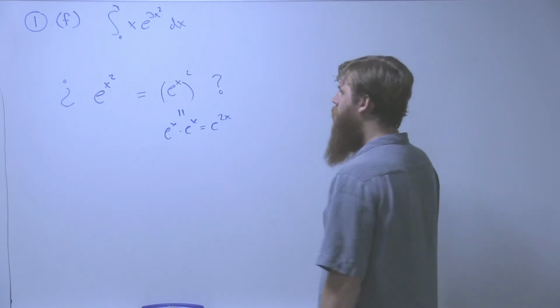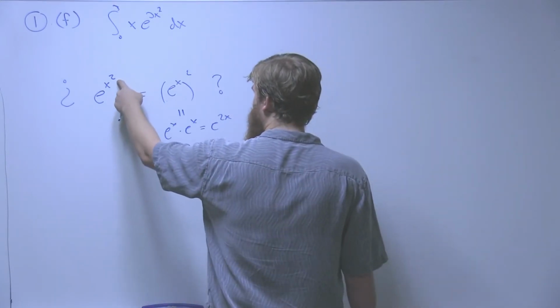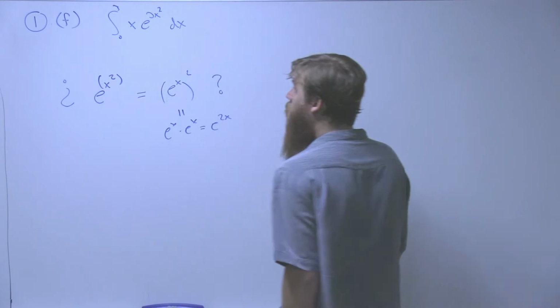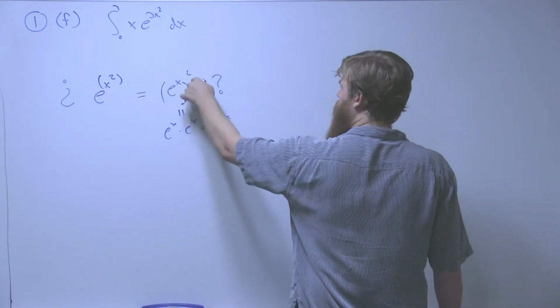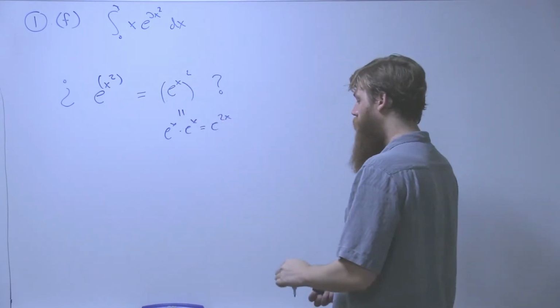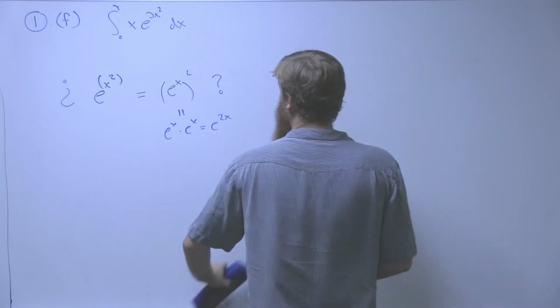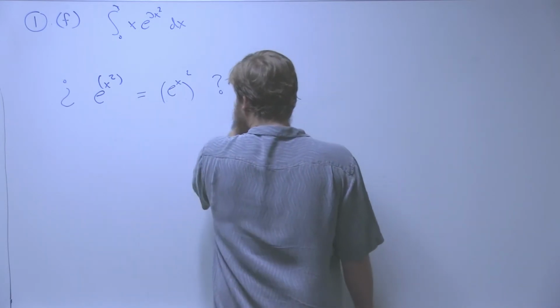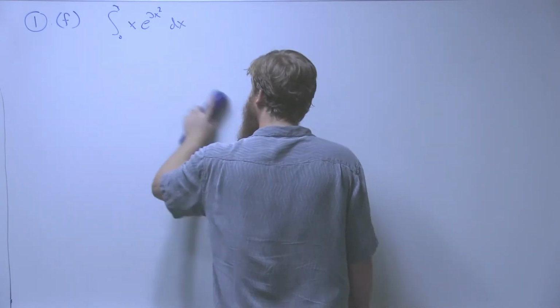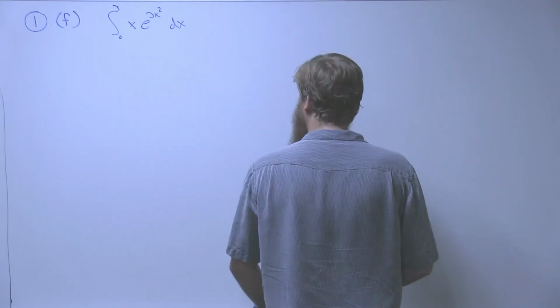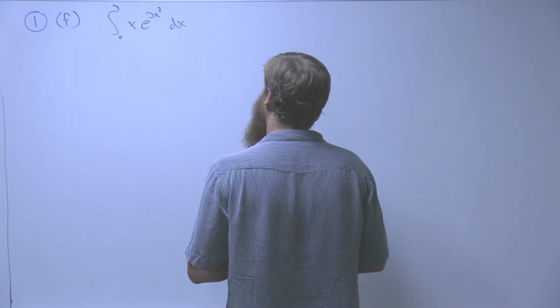So just know that anytime you see something like e to the x squared, we mean e to the (x squared), not (e to the x) squared, which we would always just rewrite as e to the 2x. Okay? With that in mind, we'll move on. In general, things like e to the x squared are difficult to integrate. It's hard to find an antiderivative for them.